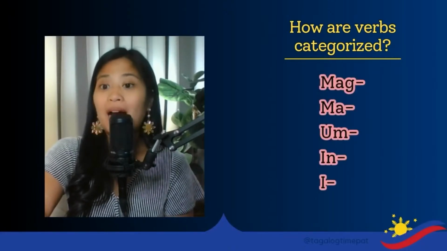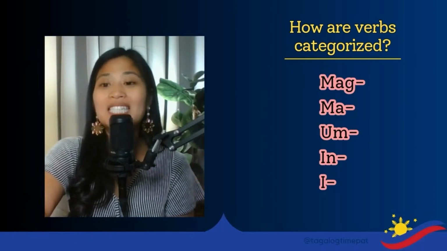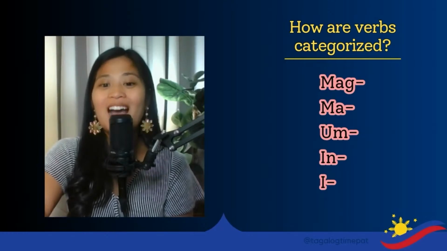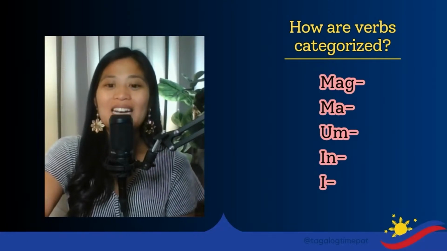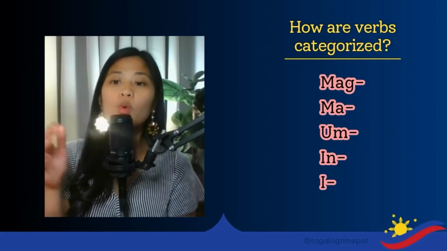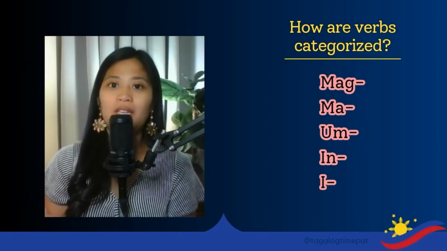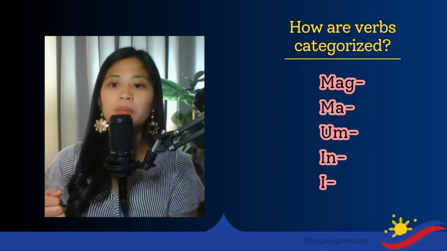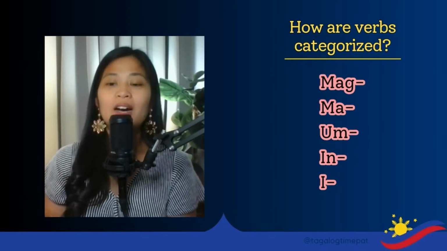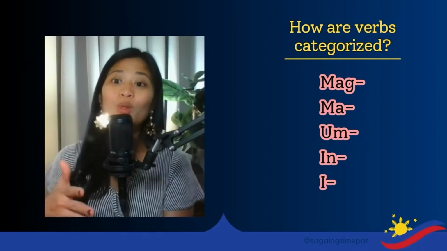Why are some verbs mag, some are ma, some are um, some are in, some are i? I've looked it up, and honestly, I have not found a consistent answer for that question. I think it goes back to baybayin, the ancient Philippine script. Back in the day, all of these verbs were just organized into these categories, and it was passed down throughout the years. And as Tagalog has evolved over time, all of these verbs have just been accepted into these categories.